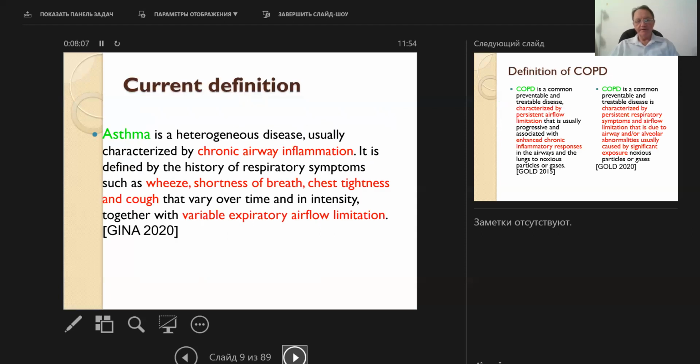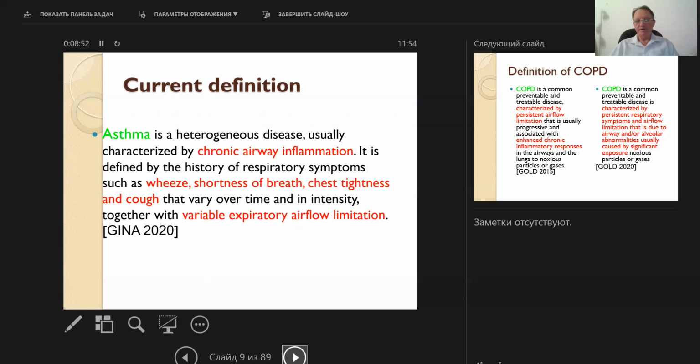I would like to tell once more about asthma. Asthma is a heterogeneous disease, usually characterized by chronic airway inflammation. At the center of the definition of bronchial asthma is our understanding that this is a chronic inflammatory process in the airways, localized in the airways. You can ask me, but chronic bronchitis is also chronic airway inflammation. It's true.